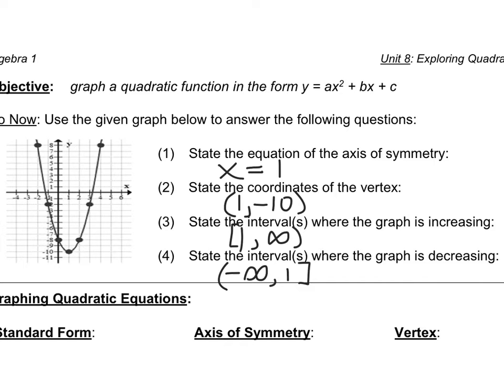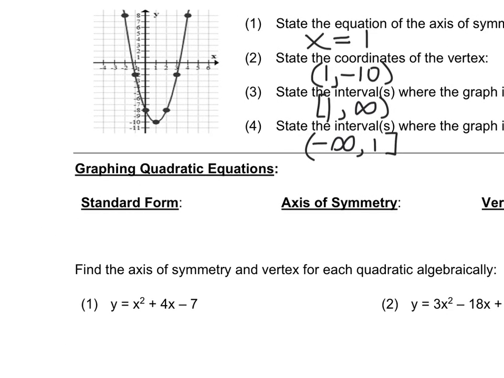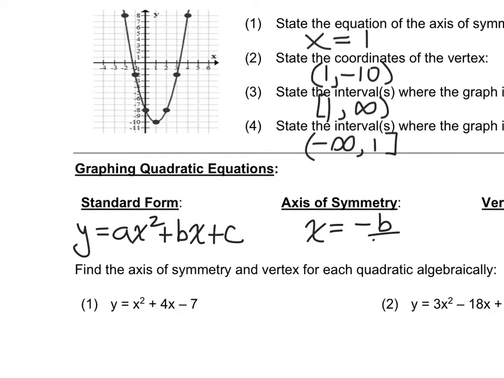All right, standard form of a quadratic. You know this from the last unit. Y equals ax squared plus bx plus c. The axis of symmetry formula, do you know that? No, that's new then. It's going to be x equals negative b over 2a.